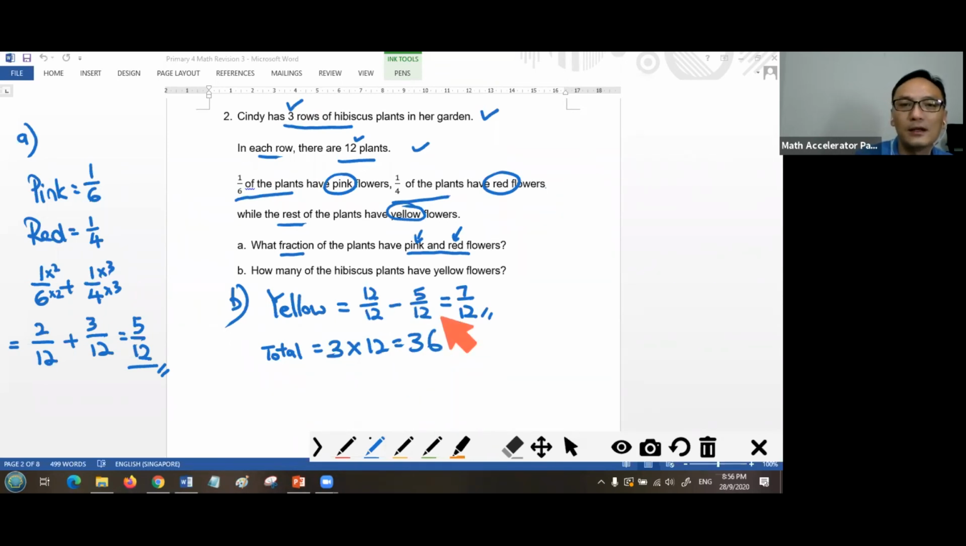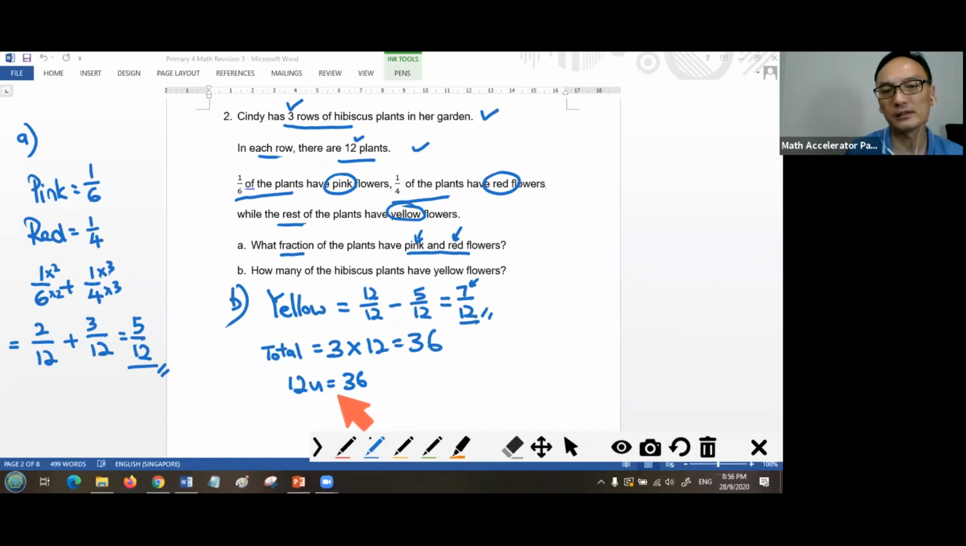36 flowers. So the denominator will tell you how many units, right? You're already at the end of your P4, right? Some of you do not need to draw models already. Sometimes we just know that the denominator will tell us how many units are there. So there are 12 units, and 12 units is equal to 36. Our objective is to find how many flowers is represented by 7 units.